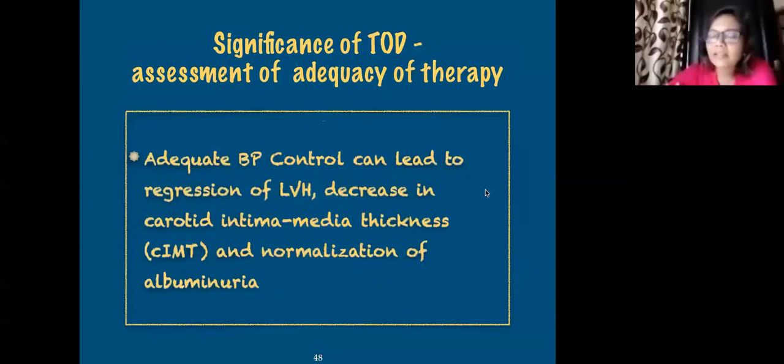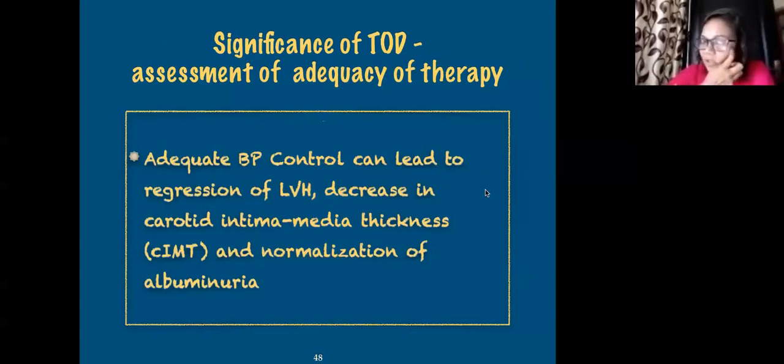So what else do you need to know about target organ damage? You should understand that even if the patient already has target organ damage, adequate control can lead to regression of target organ damage, including left ventricular hypertrophy, decrease in carotid intima medial thickness, and even normalization of albuminuria.